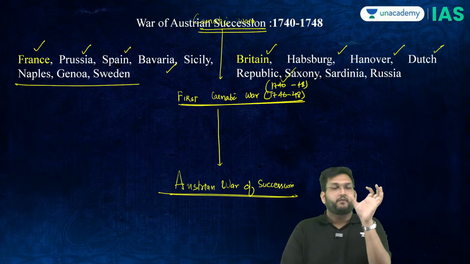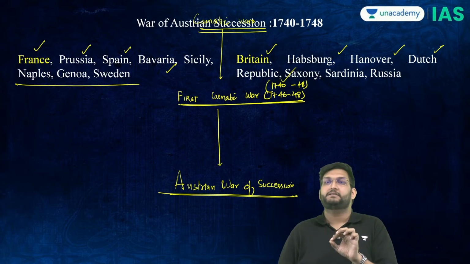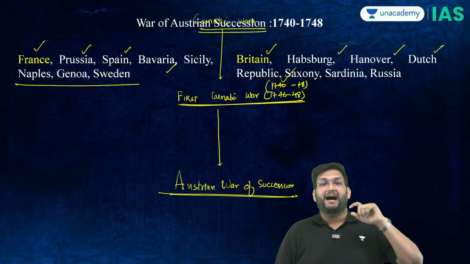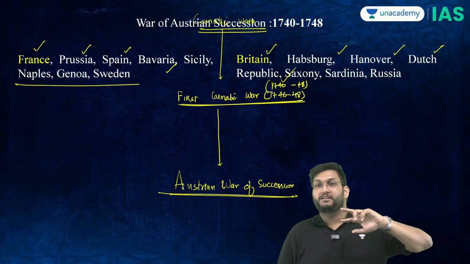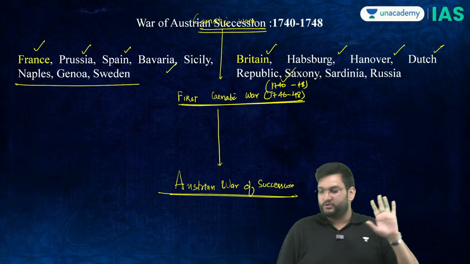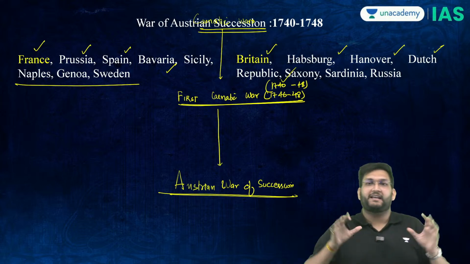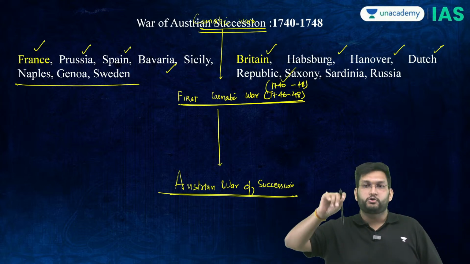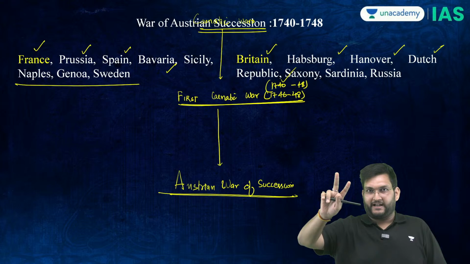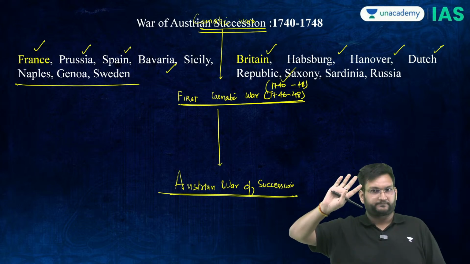So you can see for the first 6 years nothing happens, but for 6 years our two important protagonists are on the opposite sides. This is what you have to remember. You don't have to learn the basic contours of the French and the British and this list itself, but you should know our two important actors are on the opposite sides.